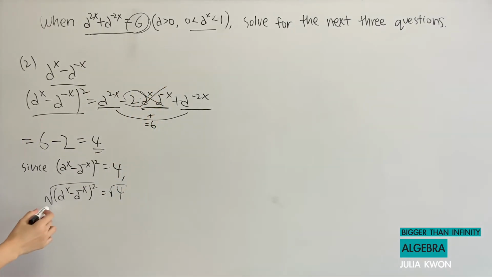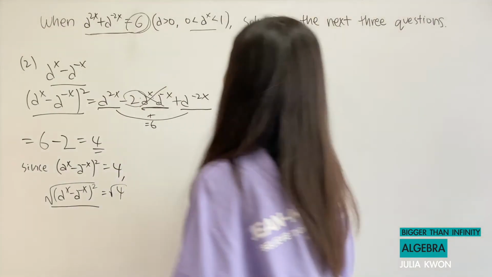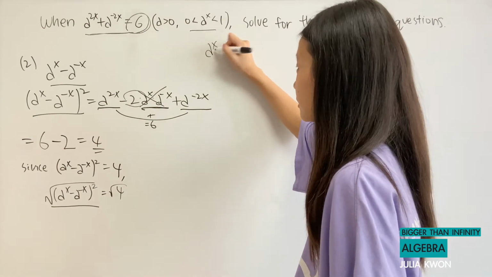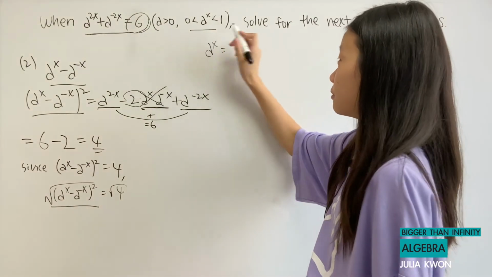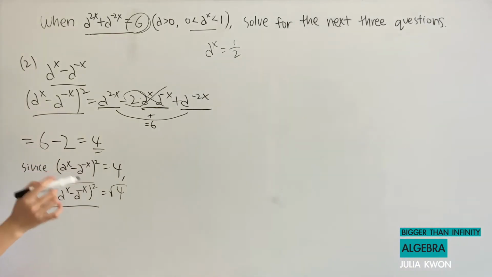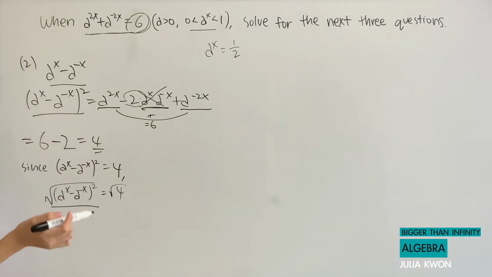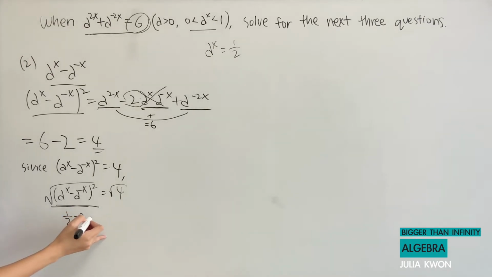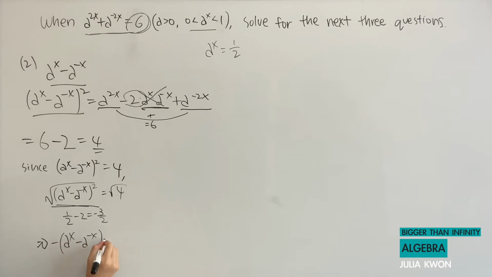And now for this is an important thing. Like we did in number 1, we're going to set a to the power of x as something between 0 and 1. Let's do 1/2 again. If we substitute a to the power of x as 1/2 into here, then we get 1/2 minus 2, which is a negative number. We get -3/2, right? And since we get a negative, we have to add a negative in front of a to the power of x minus a to the power of negative x.